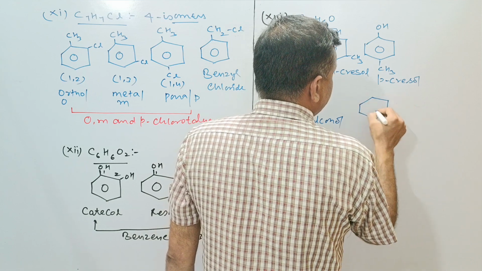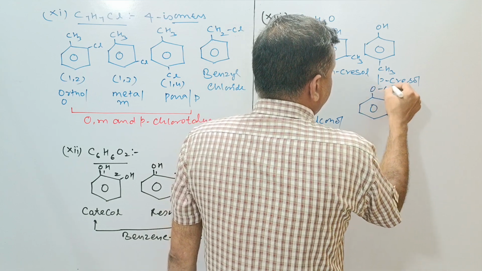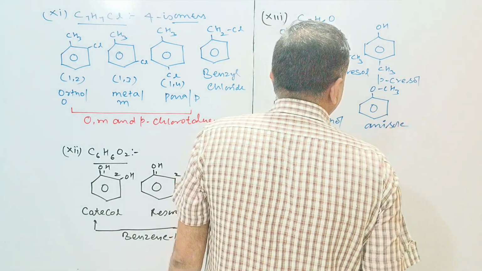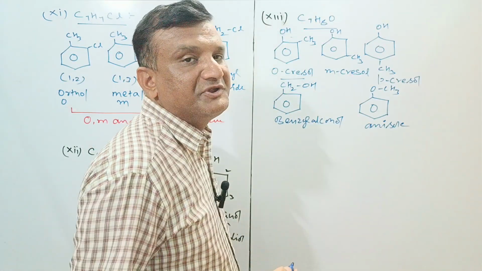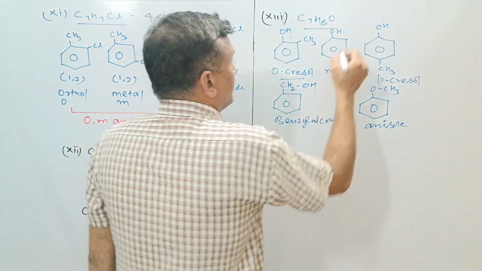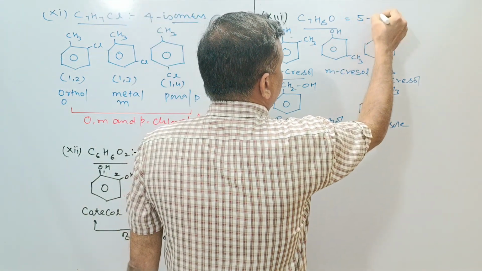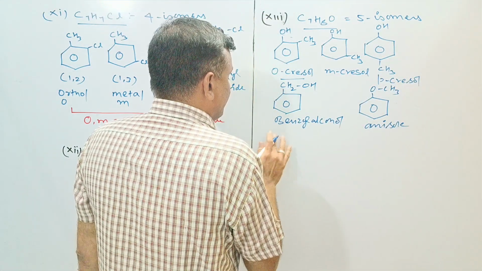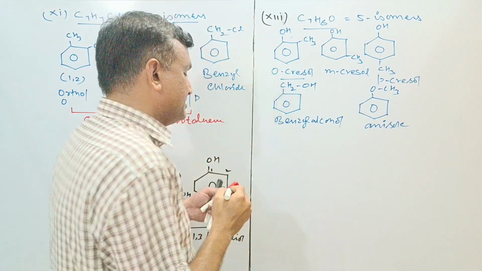We can take ether, aromatic ether, as anisole also. Anisole is the common name; otherwise, it is called methoxybenzene. So for this, it will be 5 isomers. Now it's time to discuss the further question.